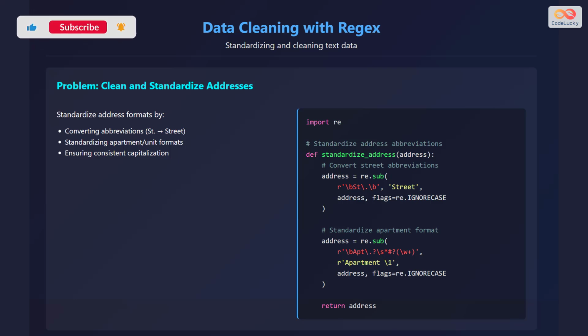We import the re module. Then we define a function standardize_address that takes an address string as input. Inside the function, we use the sub method to replace street abbreviations with the full word street, ignoring the case. After that, we standardize the apartment format by replacing apt with apartment. Finally, the cleaned address is returned.